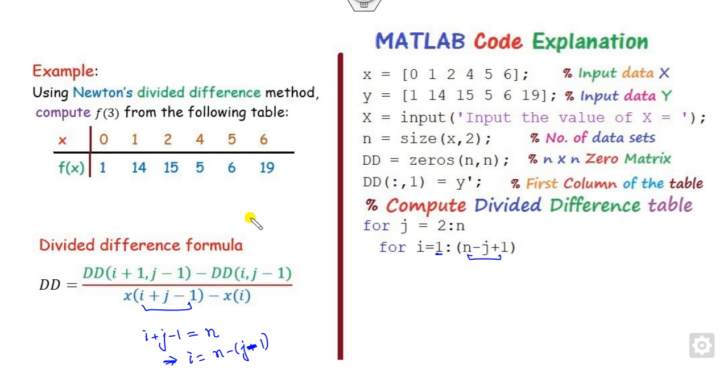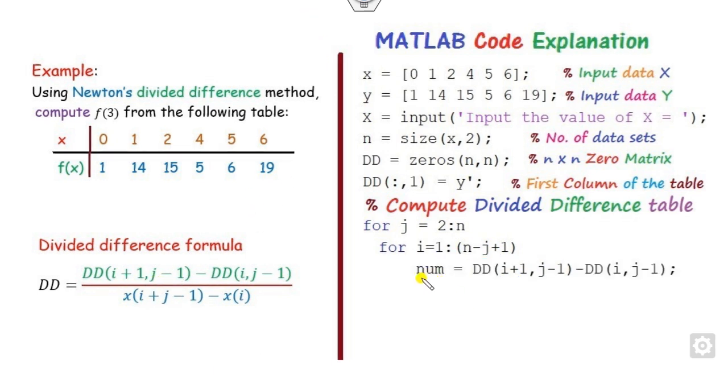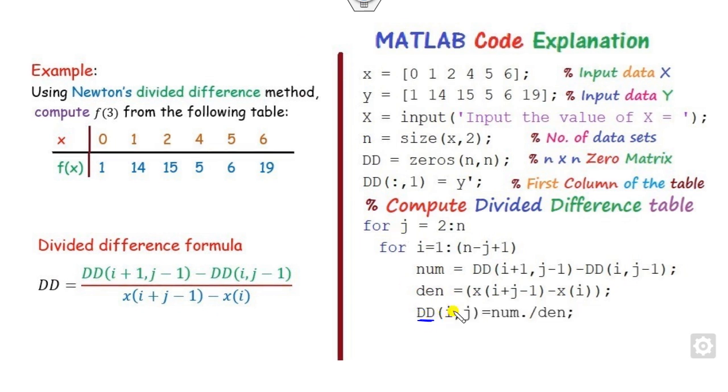Now I can write this expression simply. In the numerator part, since we already stored the divided difference in the form of zeros, it is divided difference i plus 1, j minus 1 minus divided difference i, j minus 1. Similarly, I write the denominator part, which I denote as den. Finally, we save in the divided difference i comma j the numerator divided by the denominator. Once you write this, you can end this file.